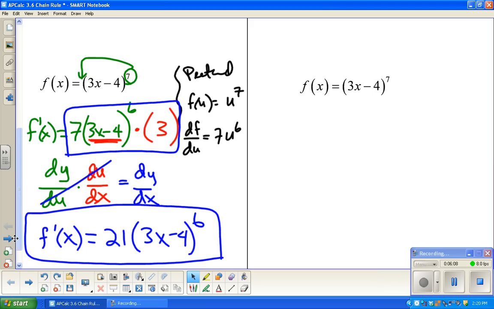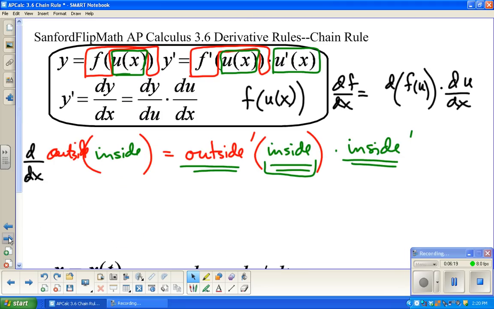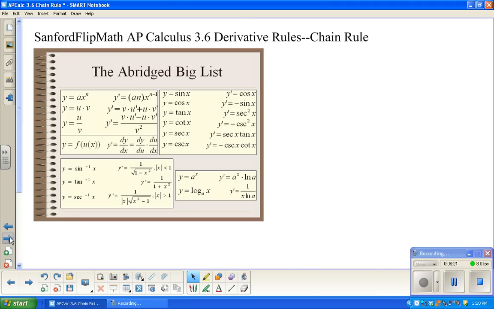So it's the derivative of the outside. In this case, we use the power rule, and then you just keep the inside like it is, times the derivative of the inside. This appears in the big list right here. And again, the idea is dy dx equals dy du times du dx, and the u is the inside.